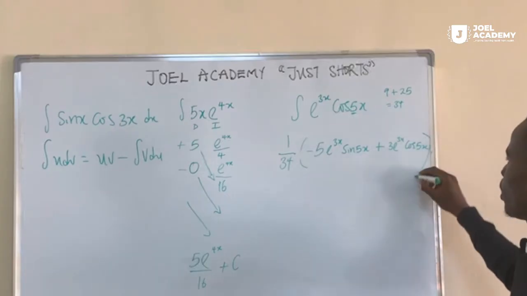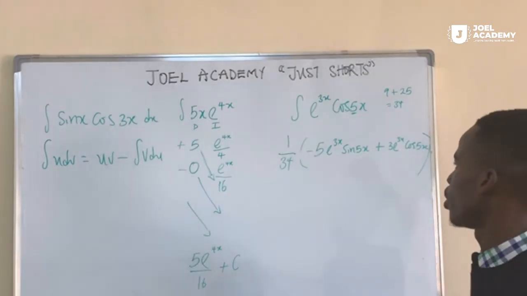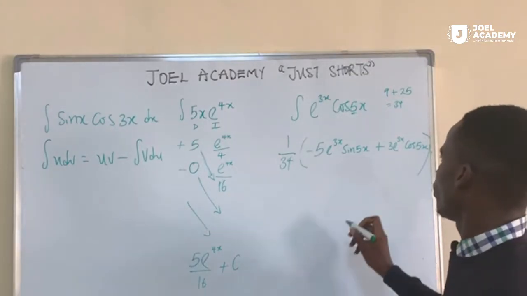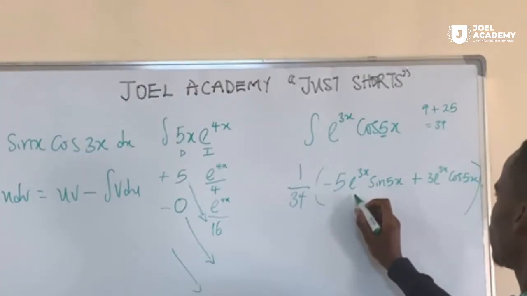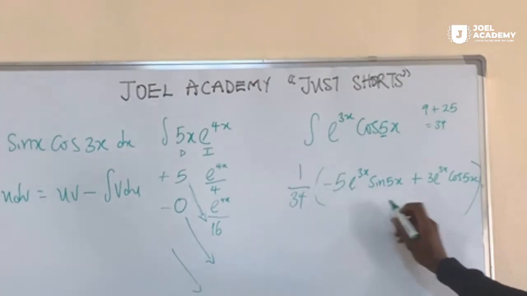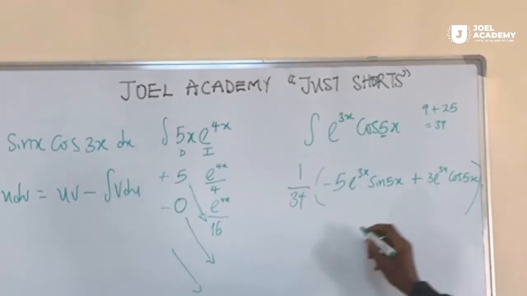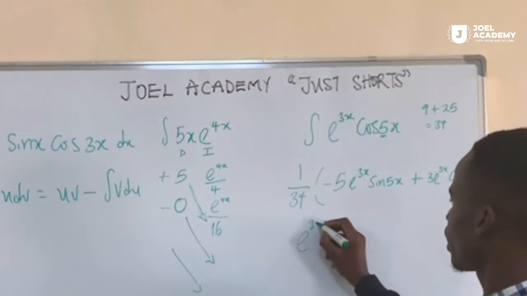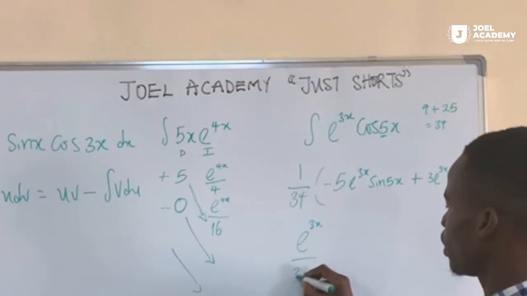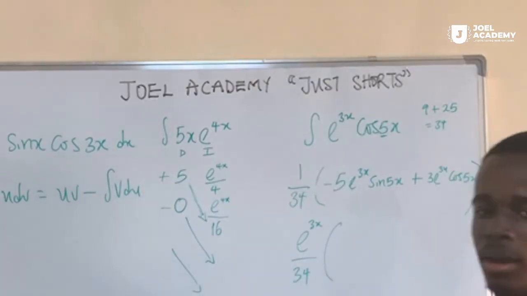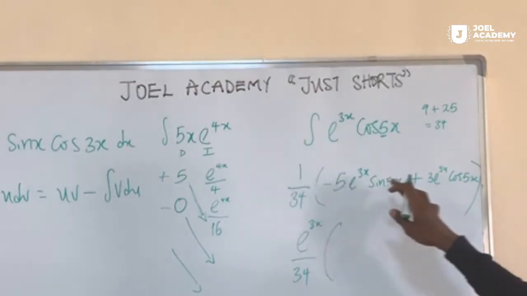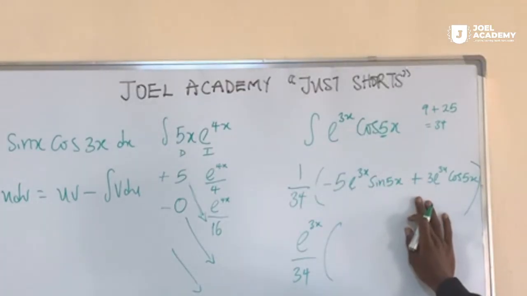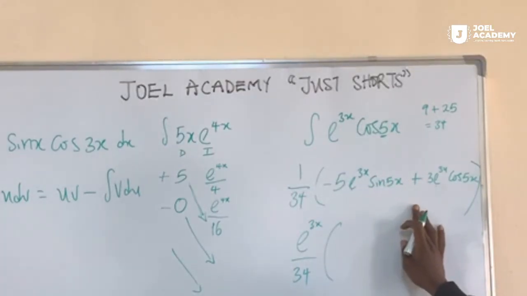So now that we are done with this, we can factor some things out. We'll find out that we have exponential 3x here and exponential 3x here. So we can say exponential 3x over 34 in bracket. Now, our final answer will be that for the first one, we multiply it by minus, the second one, we leave it like that, or we multiply by plus.